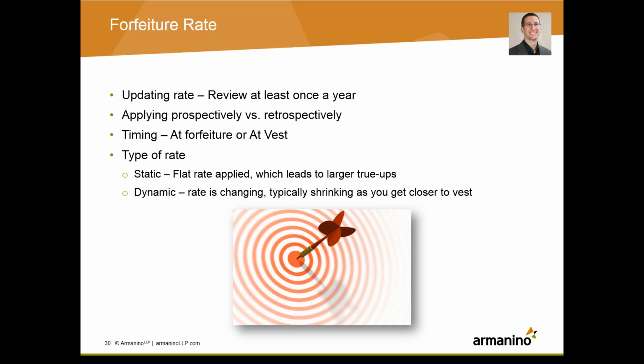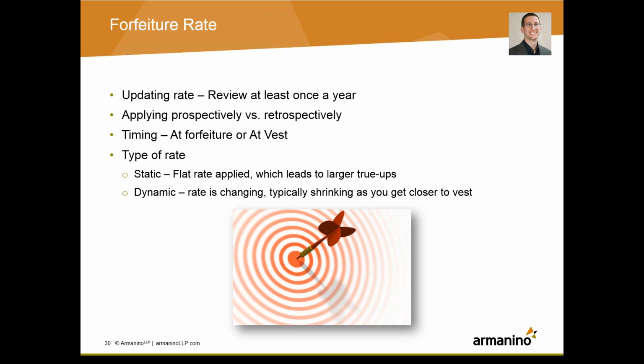Whether you want to apply a static rate, so just apply a flat rate, it's 10% across the board, which means that you apply a 10% rate and then upon vest, you true up. Because once you vest, you have to record at least that vested expense. So if you do this, you may end up with larger true ups, right? If you had a 12-month cliff, you might be taking 10%, and then the day they hit their cliff, you're going to true up that 10%.